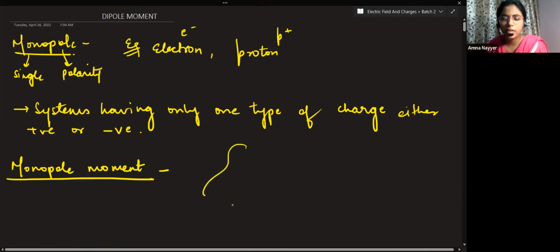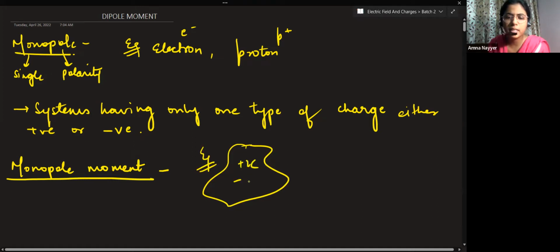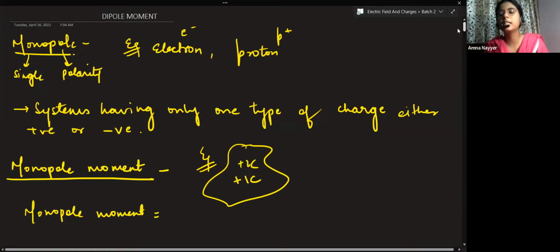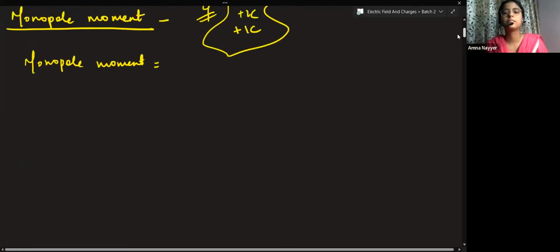For example, if I give you this system, here it has plus 2 coulomb, and let's say plus 1 coulomb. So monopole moment will be what? It will be the net present. Monopole moment will be 2 coulomb plus 1 coulomb, simply 3 coulombs. So this is how you calculate the net charge on a body.